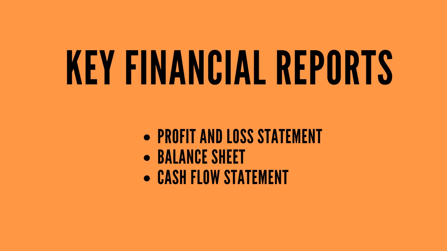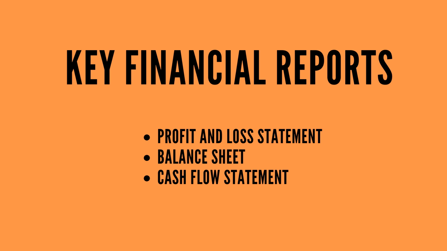Profit and loss statement. This report shows your business's revenues and expenses over time. It's crucial for understanding profitability. For example, a retail store might analyze its P&L to see which products are underperforming, adjusting their strategy to increase sales. Balance sheet. This gives you a snapshot of your assets, liabilities, and equity. It helps assess your company's financial stability. A construction company might check its balance sheet to ensure they can fund a new project.